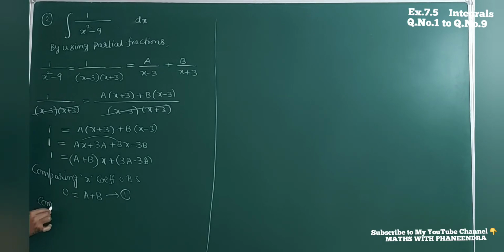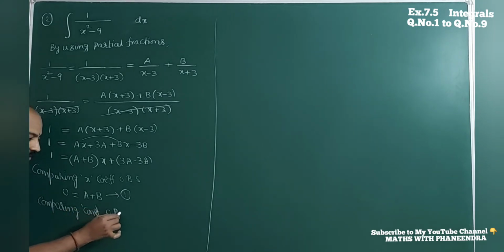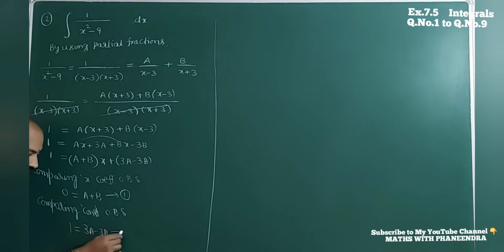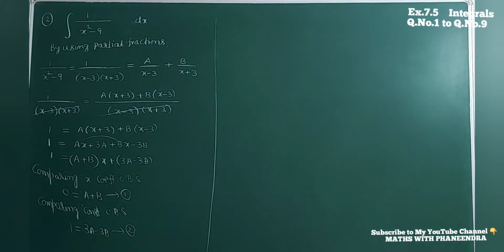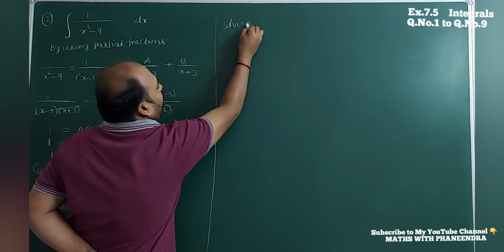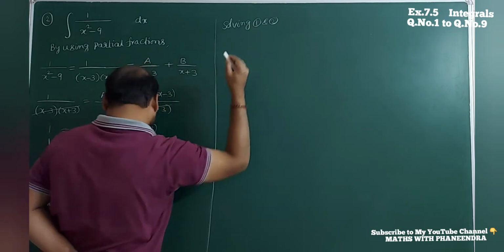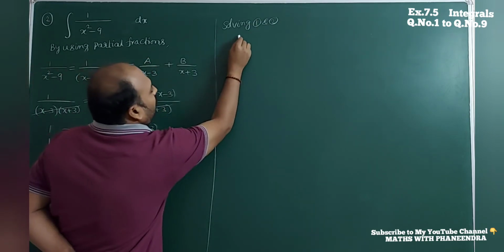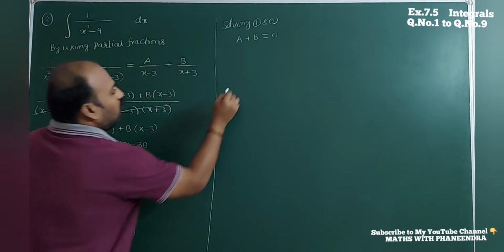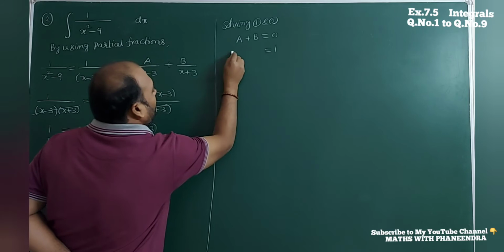Comparing constant terms on both sides. So 1 is equal to 3A minus 3B, equation number 2. Now solving 1 and 2. So A plus B is equal to 0, 1 equal to 3A minus 3B.